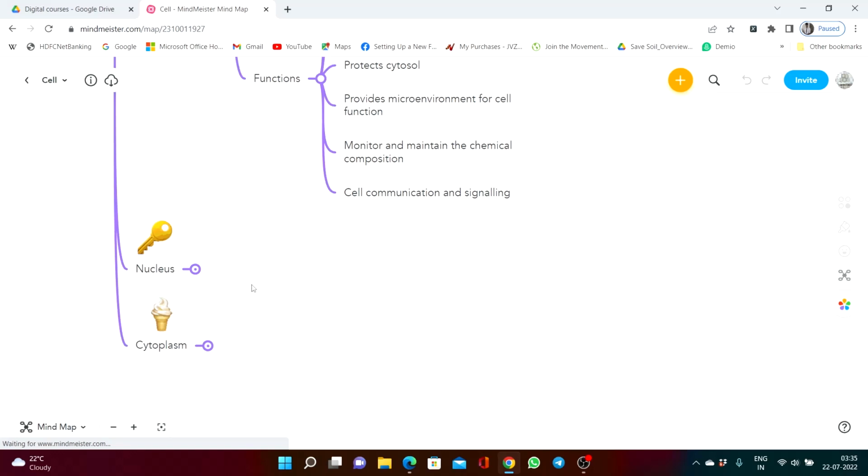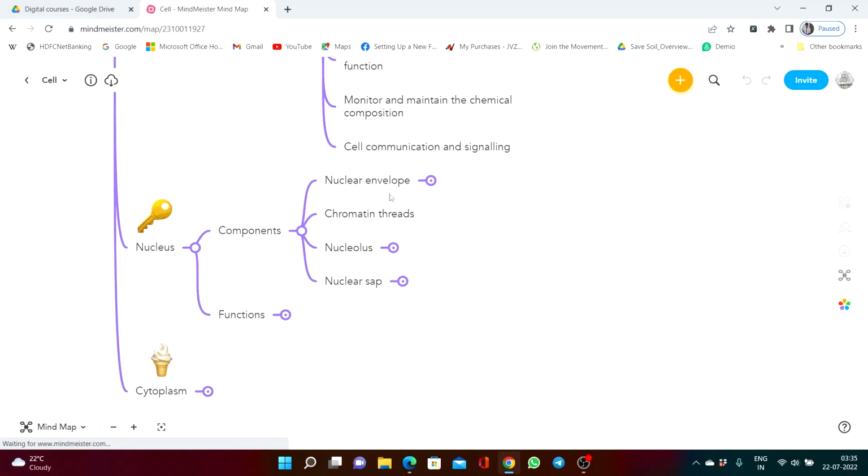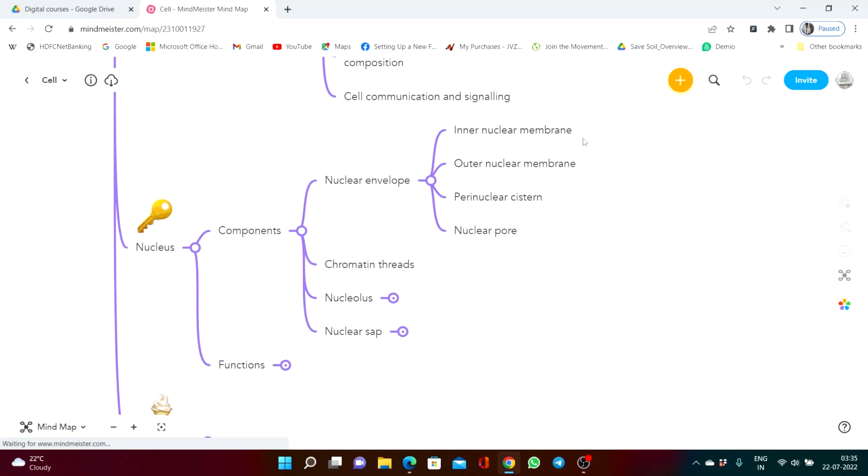Coming to the second component of the cell, remember we have discussed the components and the functions of the cell membrane. That was the first component of the cell. Now coming to the second component, the nucleus. It is present inside the cell. The parts are the nuclear envelope, chromatin threads, nucleolus and nuclear sap. The nuclear envelope, which surrounds the whole nucleus, is a double layered structure which has the inner nuclear membrane and the outer nuclear membrane.